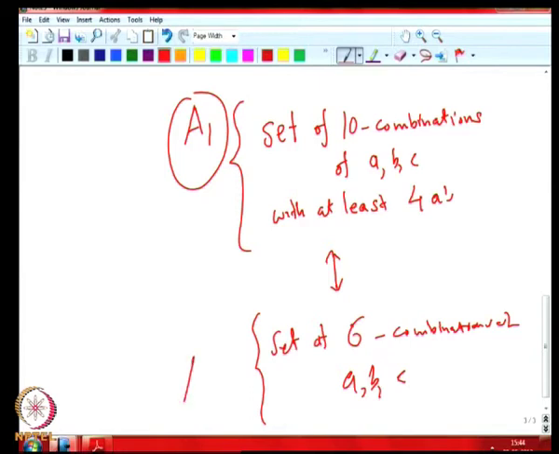So, there is a bijection between these two sets, this set is A1 only. You can write this as A1 dash. Why is this the same? Because if you get a 10 combination with at least 4 A's in it, say some 4 A's in it with some B's and all.